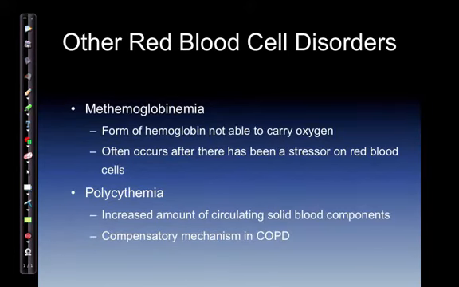Other red blood cell disorders, methemoglobinemia, form of hemoglobin that's not able to carry oxygen, often occurs after there's been a stressor on the red blood cells, and this can be also caused from medication. Polycythemia, which is an increased amount of circulating solid blood components, and that's like red blood cells and things like this. It's a compensatory mechanism for COPD.